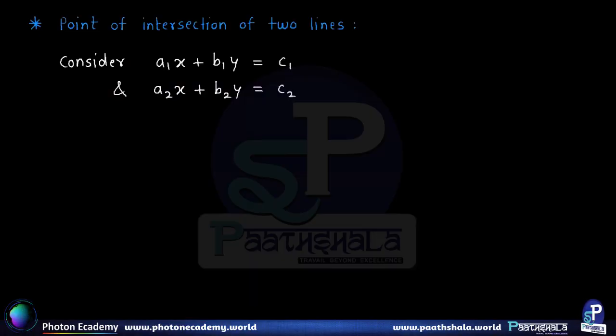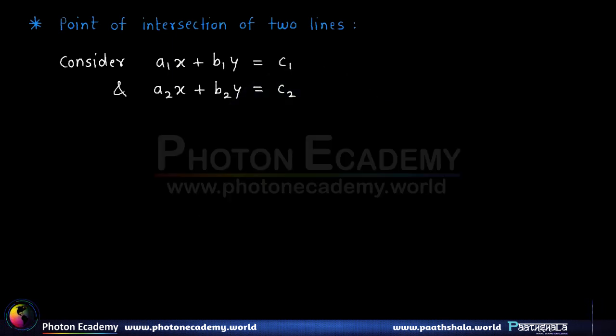Now let us see how to find the point of intersection of two lines. Let us consider that we have been given the general equations of two lines, that is a1x plus b1y equal to c1 and a2x plus b2y equal to c2. Now just to give a brief idea of what this means, suppose the two lines are like this.